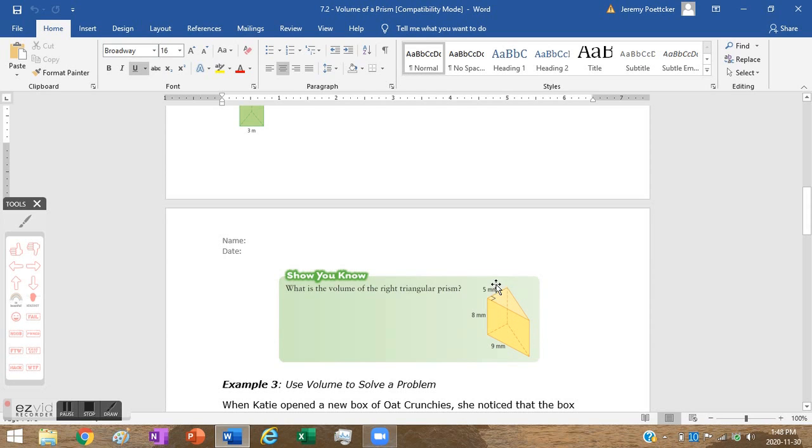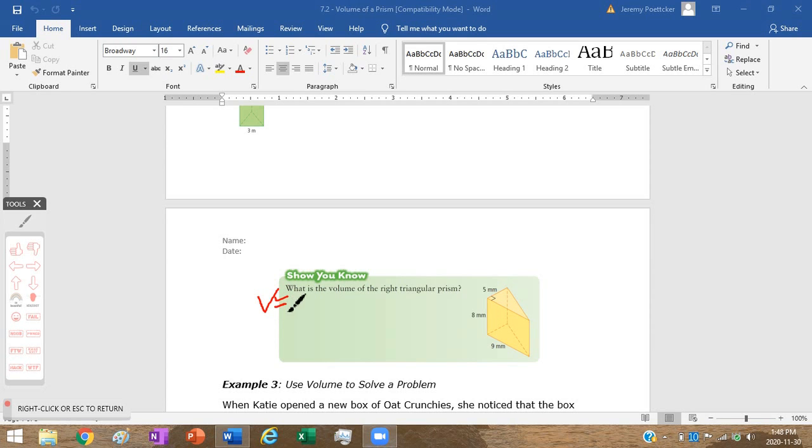So for this particular one, I don't care which one you use. 5 could be the base, which means that 9 would be the height of the triangle. 9 could be the base, and the height could be 5. Either of those work. Alright, so give that a try. Let's pause it, please, and then give it a try.